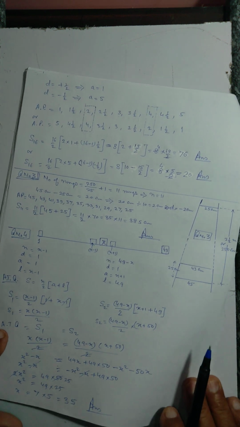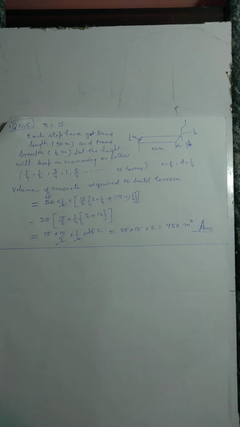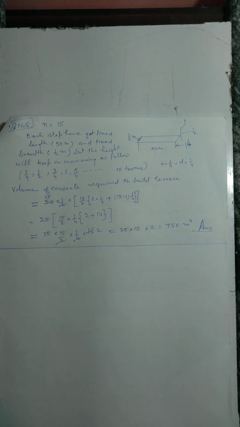Now proceed to question number 5. Here you see, a small terrace at a football ground comprises 15 steps, each of which is 50 meter long and built of solid concrete. Each step has a rise of 1 by 4 meter and a tread of 1 by 2 meter. See the figure. Calculate the total volume of concrete required to build the terrace.